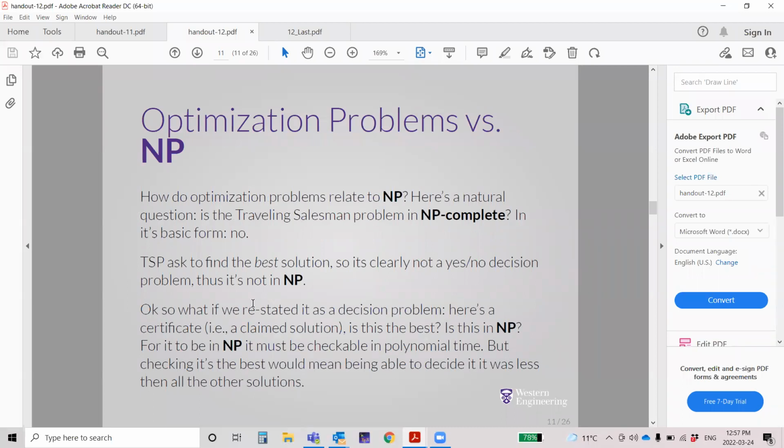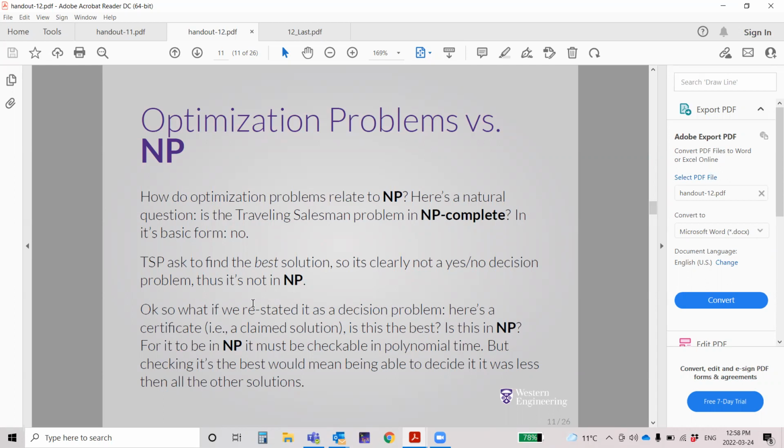So, optimization versus NP. How do optimization problems relate to NP? Are they related? Here's a natural question: is the traveling salesman problem NP complete? Basically, no. TSP asks to find the best solution, so it is clearly not a yes-no decision problem. Thus, it's not in NP.